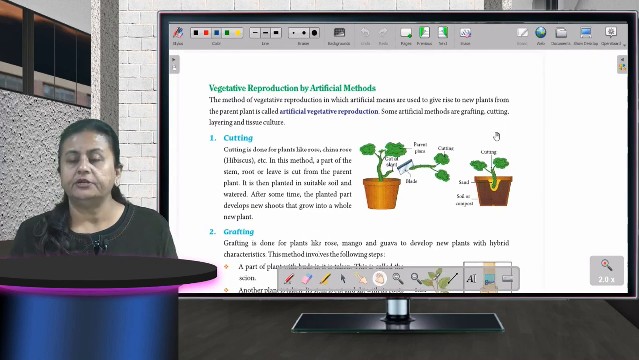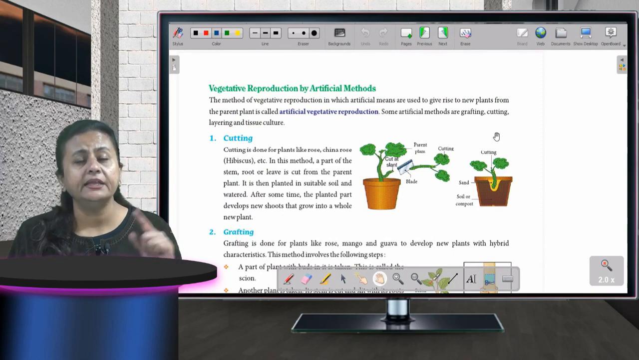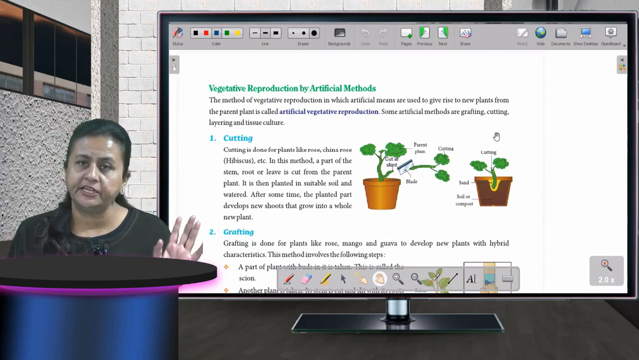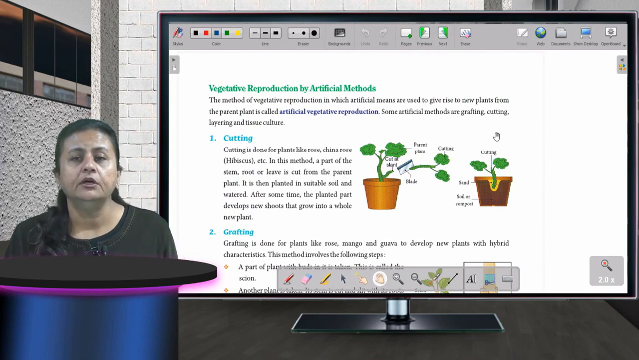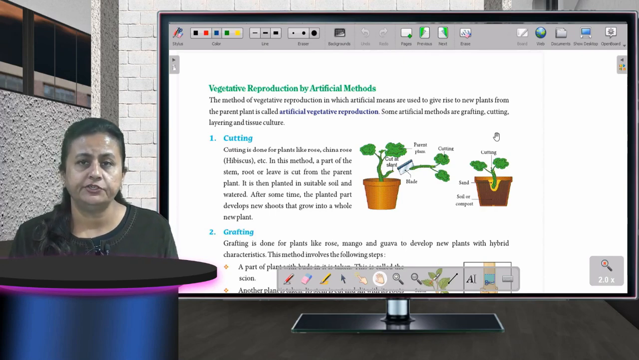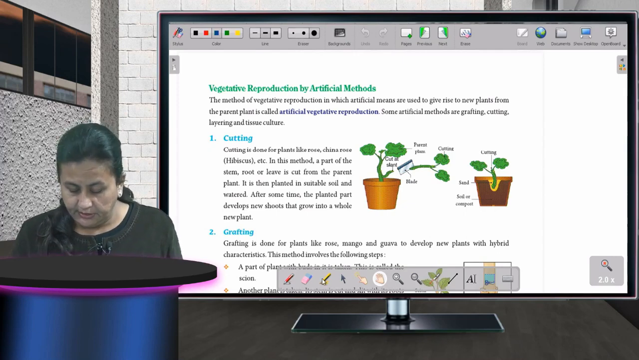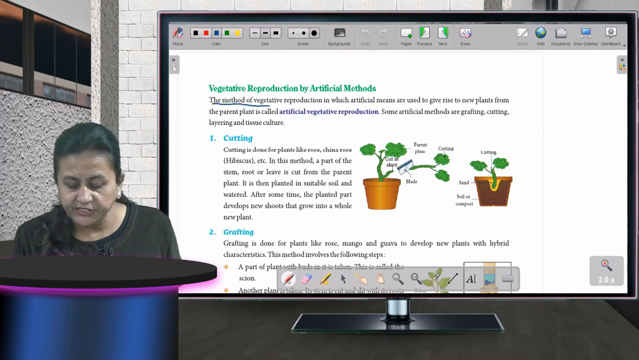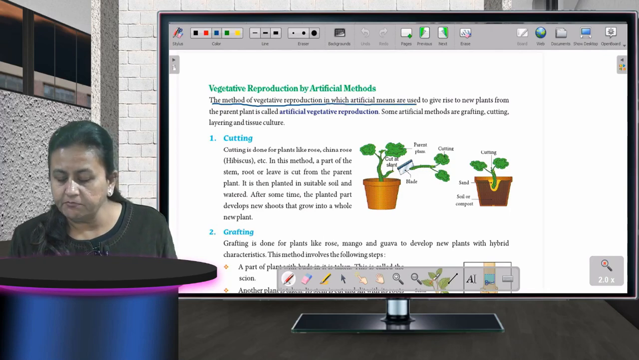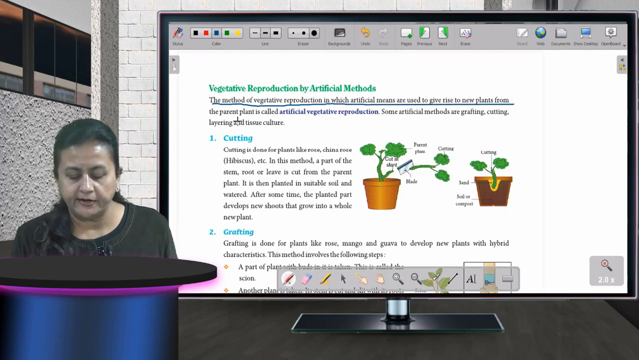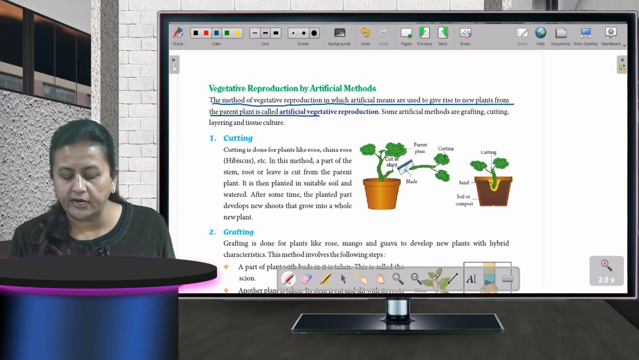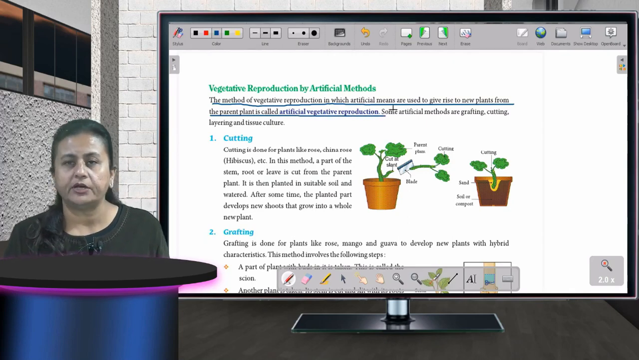Vegetative reproduction by artificial method. Artificial means the man is helping now. Earlier it was taking place on its own, but now this vegetative reproduction is by artificial means. Artificial means the human being is involved in this. The method of vegetative reproduction in which artificial means are used to give rise to a new plant from the parent plant is called artificial vegetative reproduction.